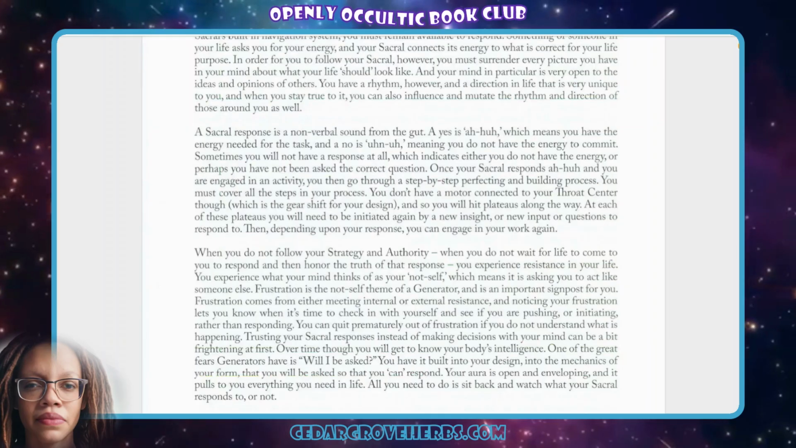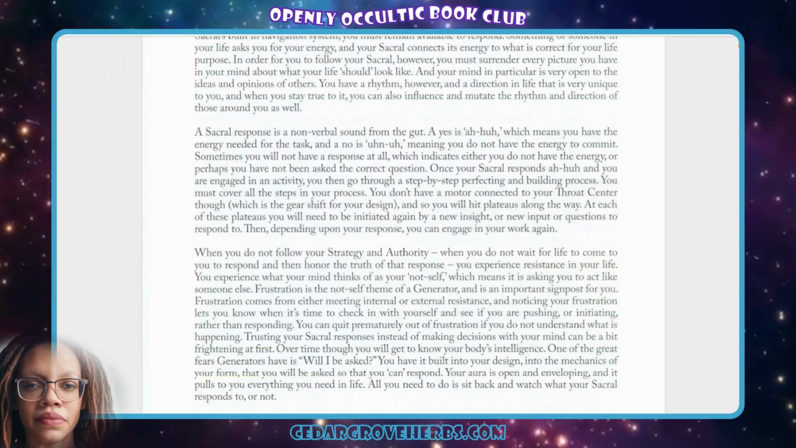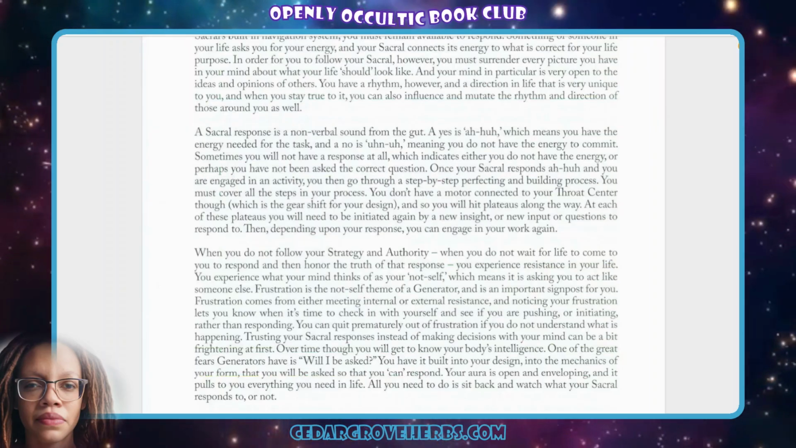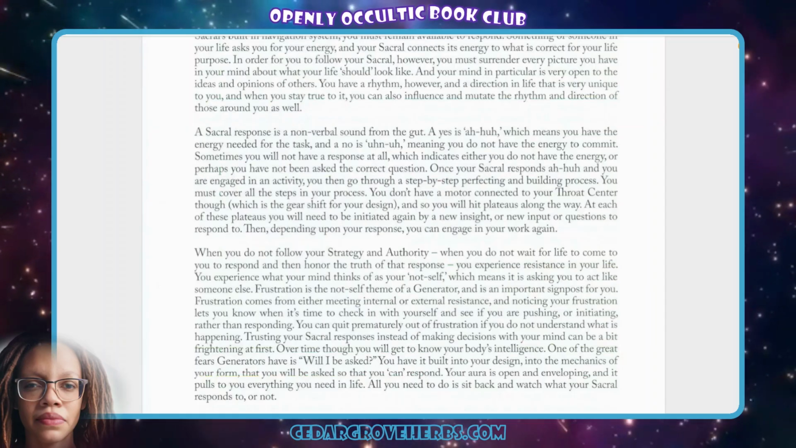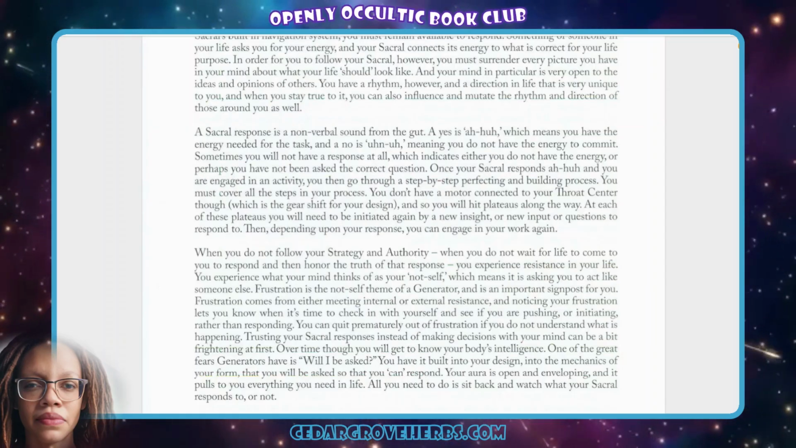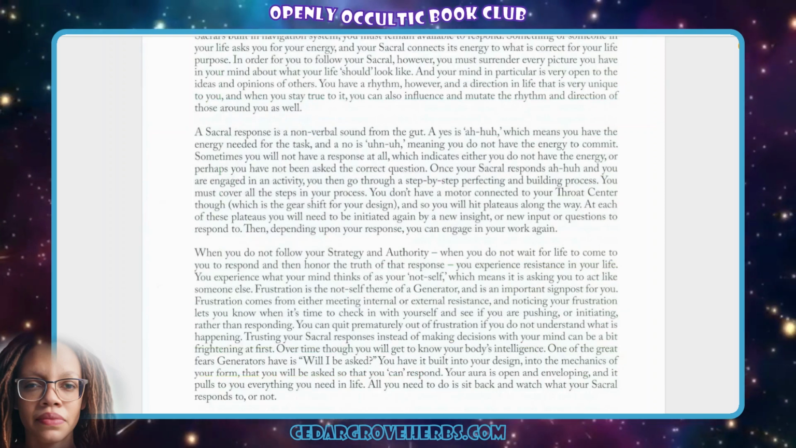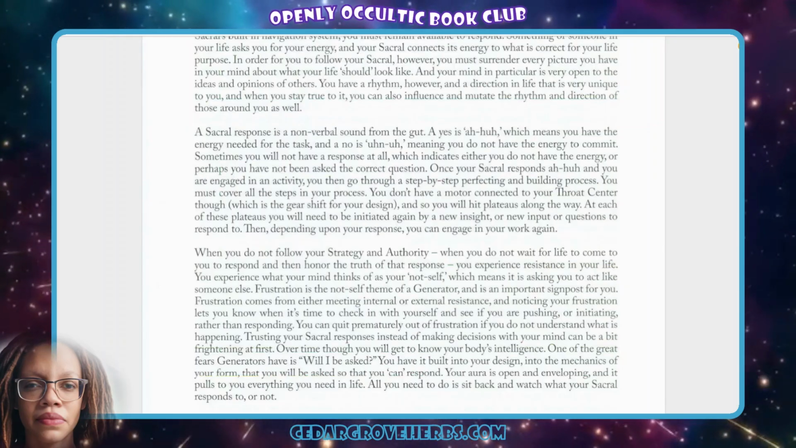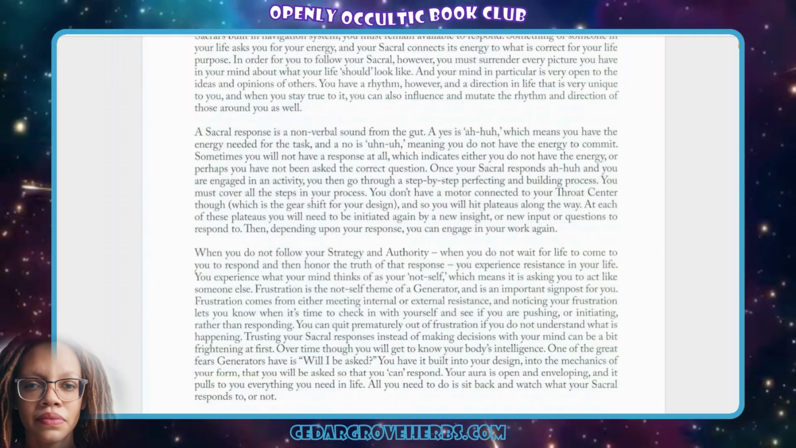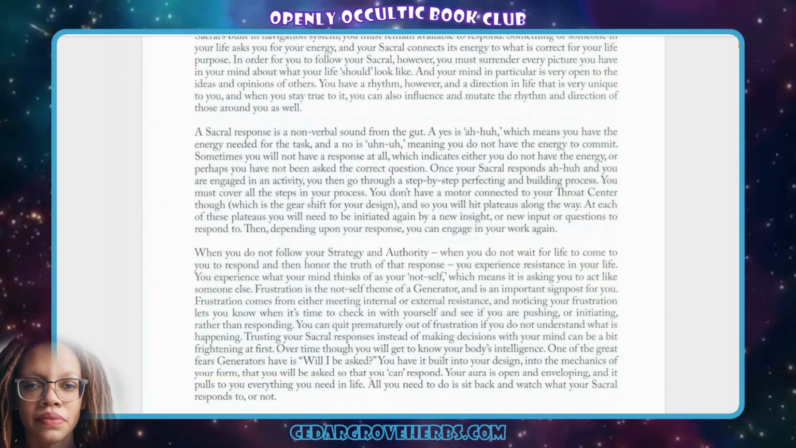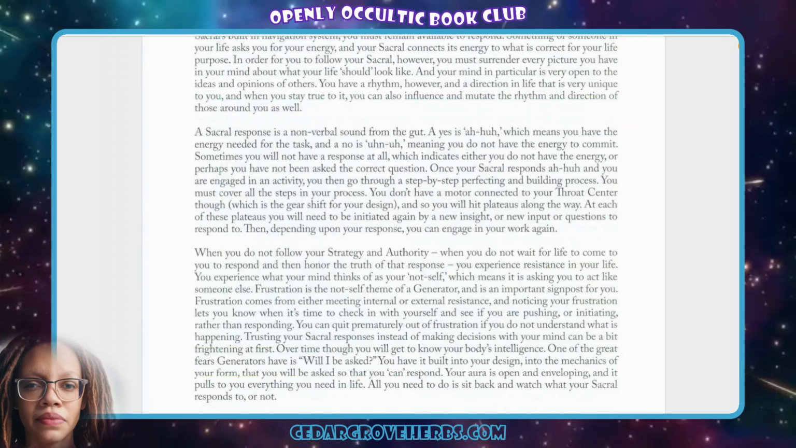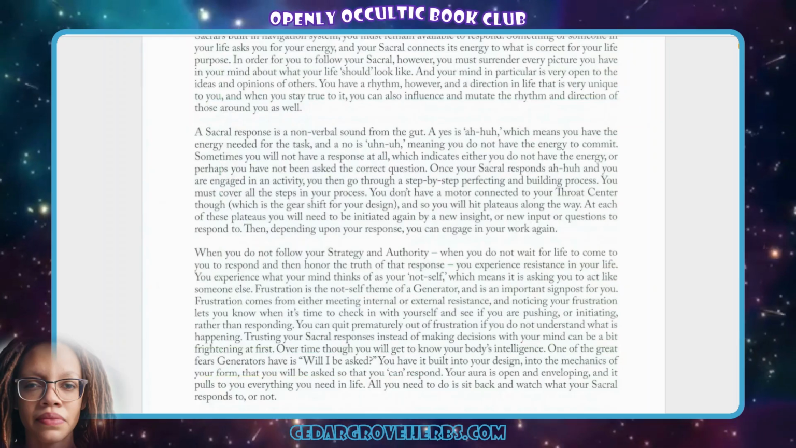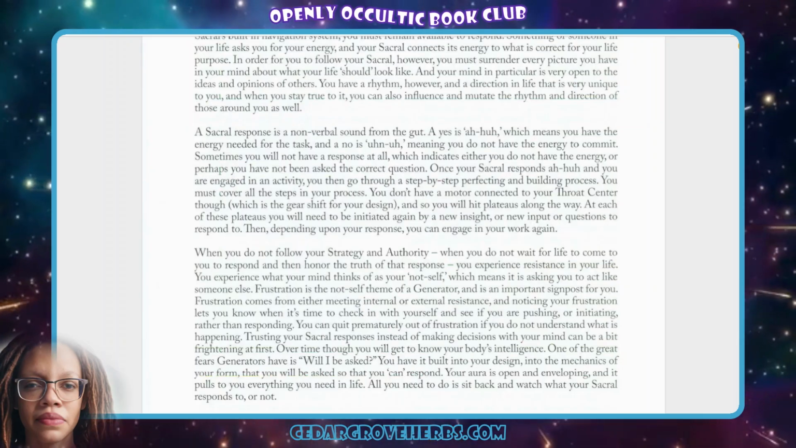Once your sacral responds, and you are engaged in an activity, you then go through a step by step perfecting and building process. You must cover all the steps in your process. You don't have a motor connected to your throat center, which is the gear shift for your design. And so you'll hit plateaus along the way. At each of those plateaus, you'll need to be initiated again by a new insight or new input or questions to respond to. Then, depending upon your response, you can engage in your work again.